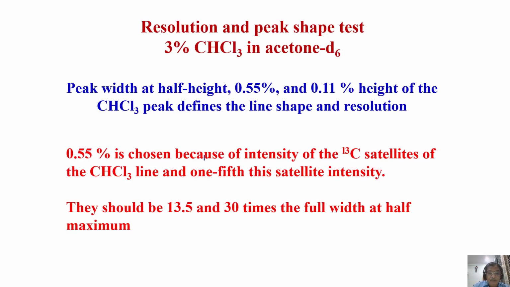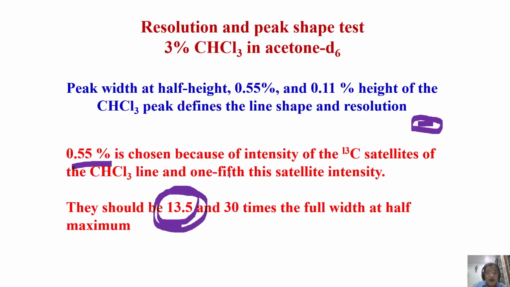If I measure at the height of the satellite, enhance the main peak and measure the line width, it should be 13.5 times the natural line width. 13.5 times. For example, my CaCl3 line width is, let's say, 1 hertz. Maybe a bad spectrum I have got. Line width at full width at half maximum is 1 hertz. And at 0.55%, the line width cannot exceed 13.5 hertz. If it is more than that, your line shape is bad.